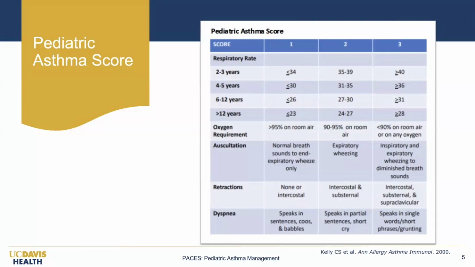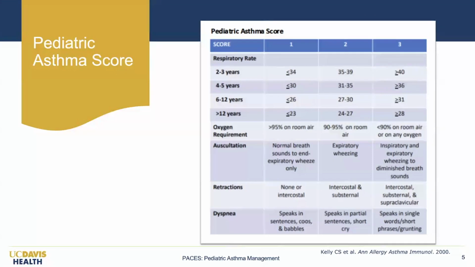So are they able to speak in sentences, coo, or babble for our younger patients? They would get a 2 if they can only speak in partial sentences, if they have a short cry. Some of those kids, I think of, especially our younger kids, where they're kind of more breathy and they're not able to get out that full cry. It stops short because they're trying to regulate their respirations.